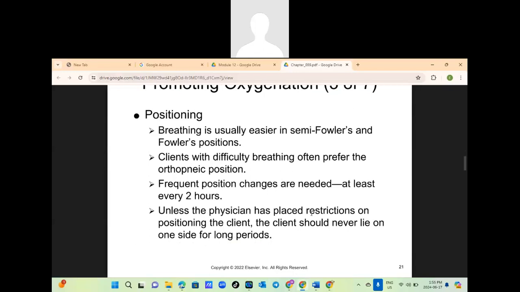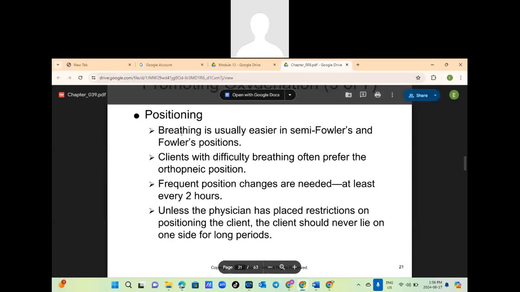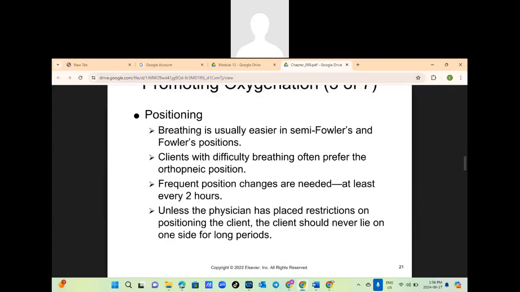Okay, use a reclining chair for the client's naps or sleeping. A reclining chair can enable the client to sleep in a partially upright position, which gives the lungs more room to breathe. Okay, so if the client is in the hospital bed, mechanically elevate the head of the bed to reduce the client's need to move in bed without help. Unless the physician has placed restrictions on positioning, the client should never lie on one side for long periods of time.